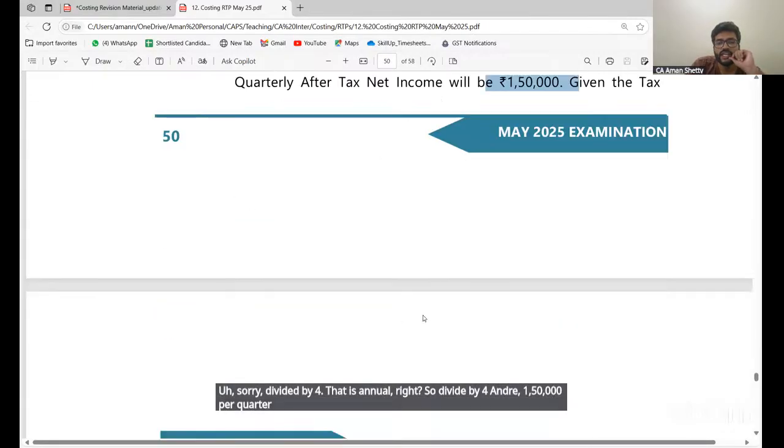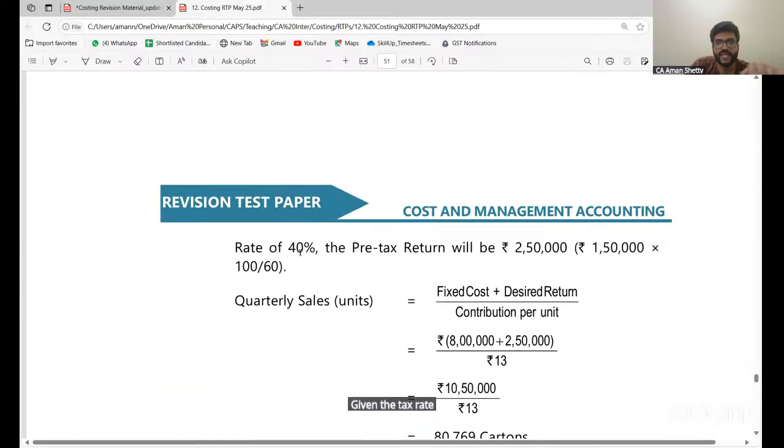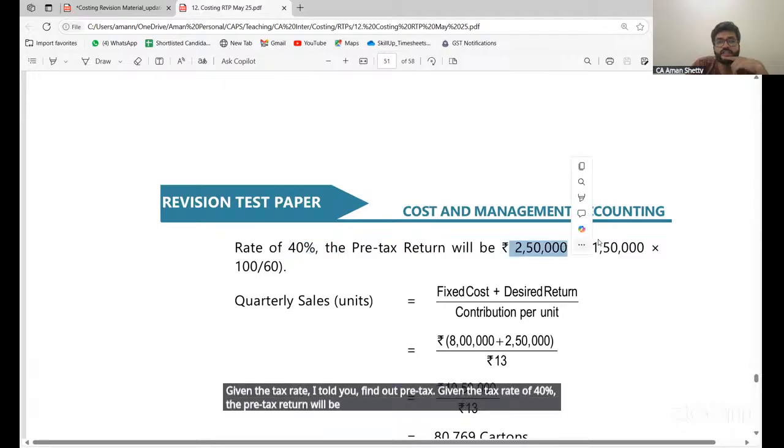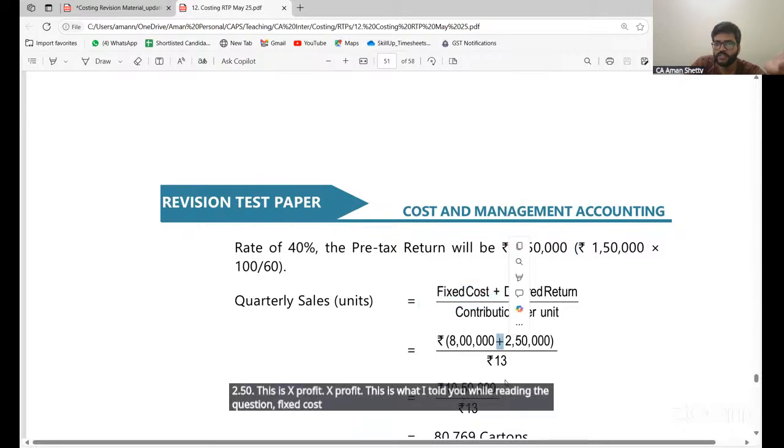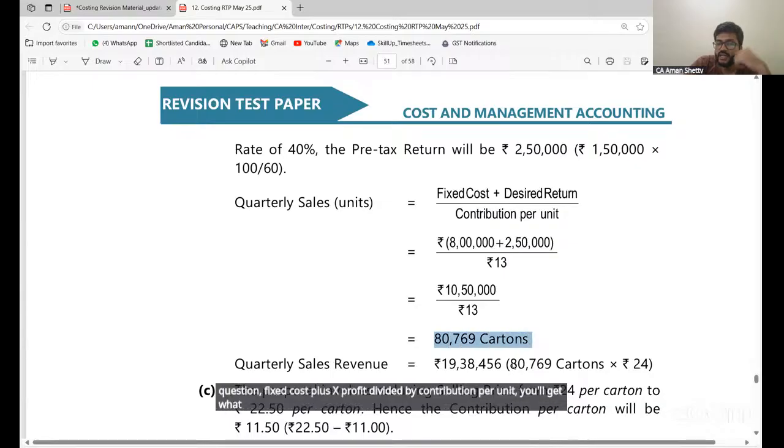Clear, all of you? Given the tax rate, I told you to find out pre-tax. Given the tax rate of 40%, the pre-tax return will be 2,50,000. How? 1,50,000 divided by 0.6. Yes, 2,50,000. This is the X profit. This is what I told you while reading the question. Fixed cost plus X profit divided by contribution per unit, you will get the desired sales.